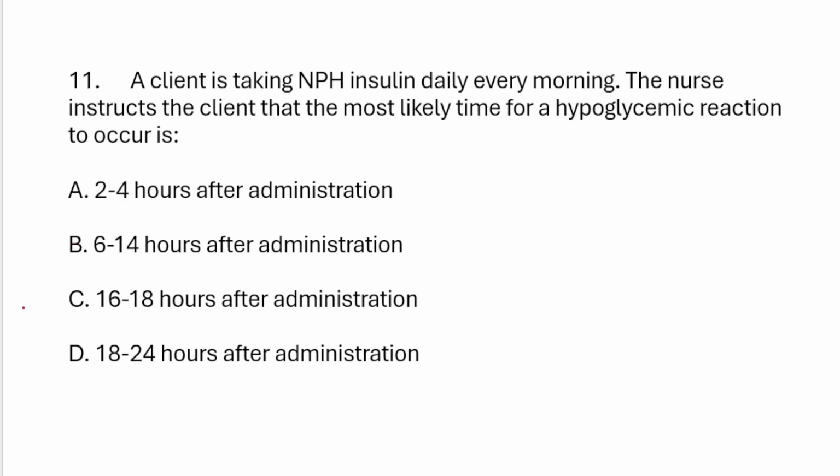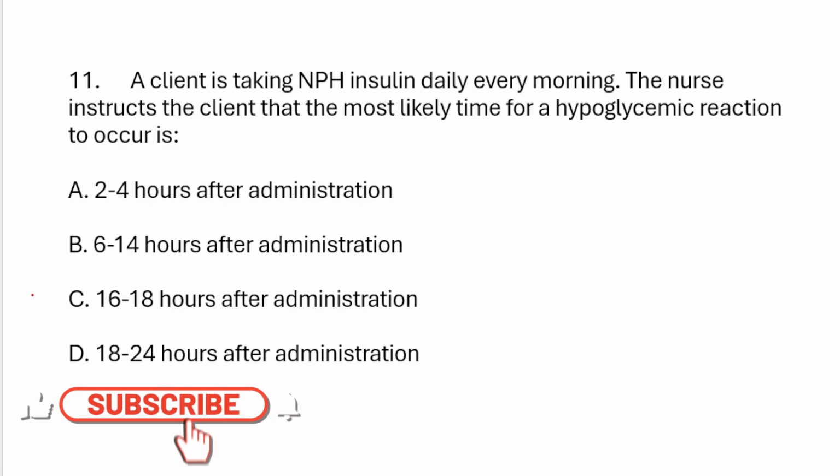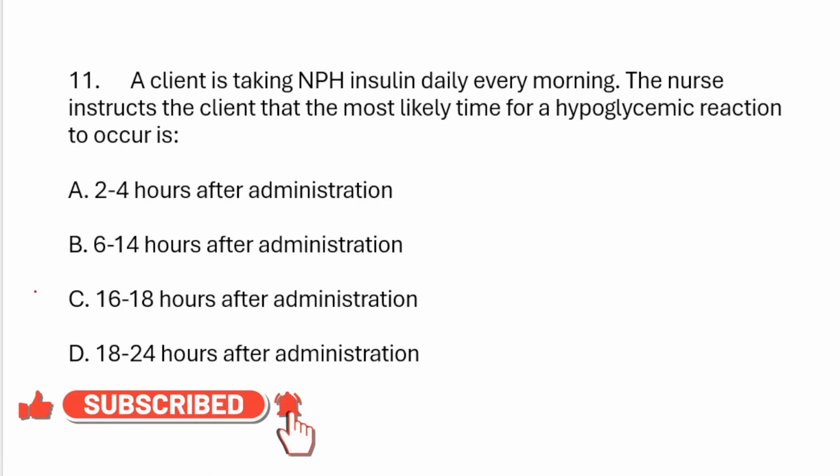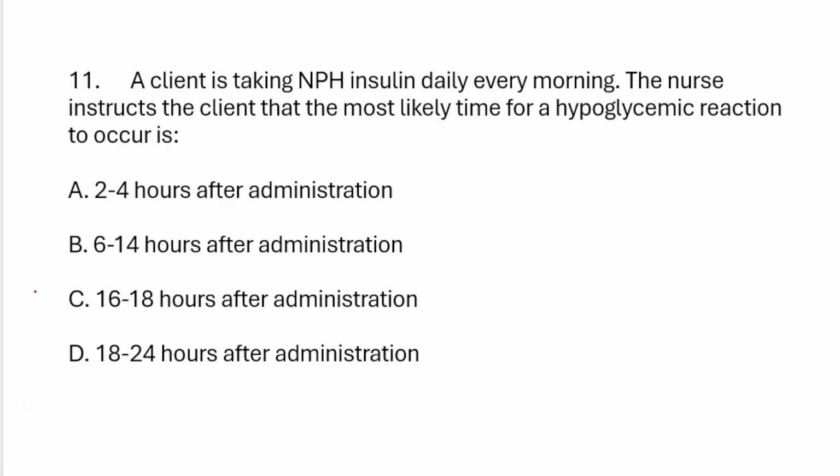A client is taking NPH insulin daily every morning. The nurse instructs the patient that the most likely time for a hypoglycemic reaction to occur is: A. 2 to 4 hours after administration, B. 6 to 14 hours after administration, C. 16 to 18 hours after administration, D. 18 to 24 hours after administration. B, 6 to 14 hours after administration, is our answer.